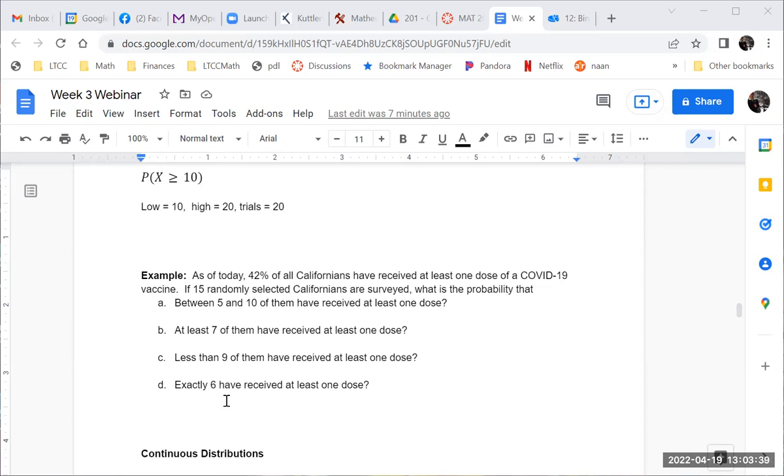Exactly 6. What's the low? 6. What's the high? 6. Yep, the low is 6 and the high is 6. Got it? So you're responsible for being able to read those words and figuring out what the low and the high is from the words. Any questions on that? Once you have that, putting it in the calculator is really easy. But where people make mistakes are things like less than 9, and they put 9, but it should be 8. So you've got to get used to it, and practice is what matters, and there's lots of practice you can do.